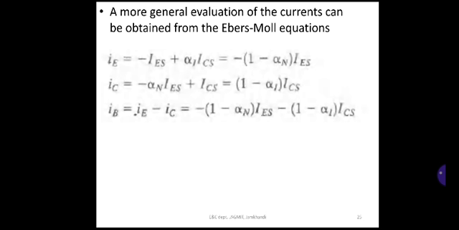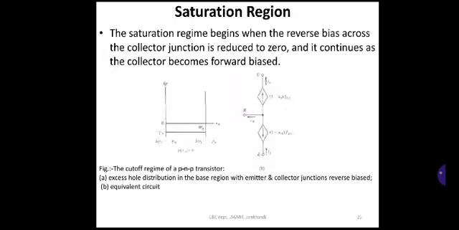If the short circuit saturation currents IES and ICS are small, and alpha N and alpha I are both near unity, then these currents will be negligible, and the cutoff regime will closely approximate the off condition of the ideal switch. So this off condition of the ideal switch is nothing but one state of the transistor.